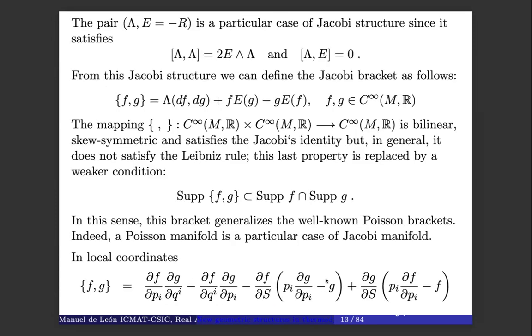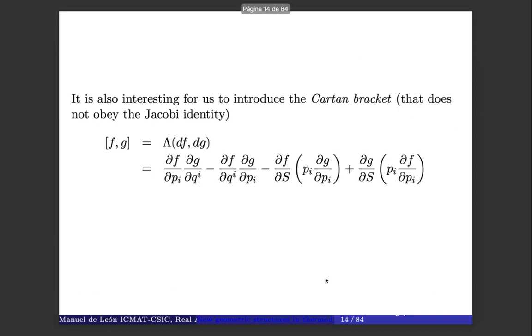And also we can prove that any contact manifold is a Jacobi manifold, defining this bracket of functions. And this is a Jacobi bracket. This is not a Poisson bracket because it does not satisfy the Leibniz rule. And this is the local expression of this Jacobi bracket for the contact manifold.